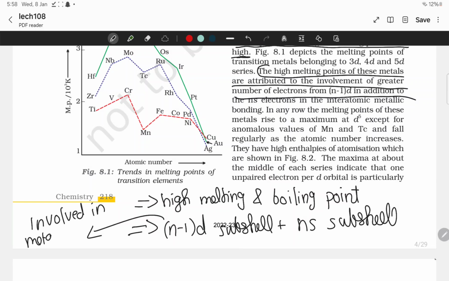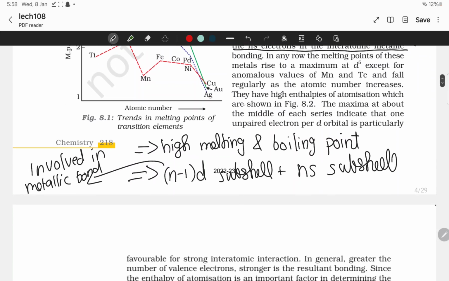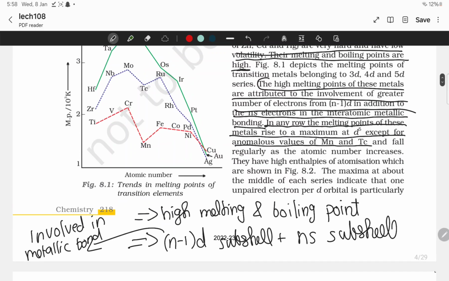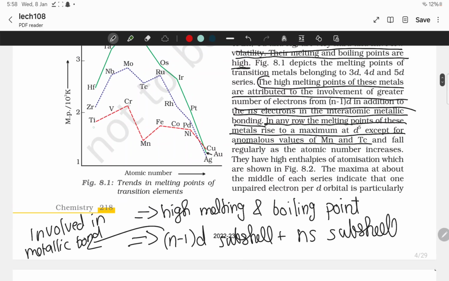This is the reason for their high melting points. High melting points, in addition to their ns electron, are due to interatomic metallic bonding. In any row, the melting points of these metals rise to a maximum at d5, except for the anomalous values of manganese and technetium. Usually we start with titanium; scandium's group we will never write. From titanium only, for this property, we will start. So titanium, vanadium, chromium, then there is a sudden decrease in manganese.